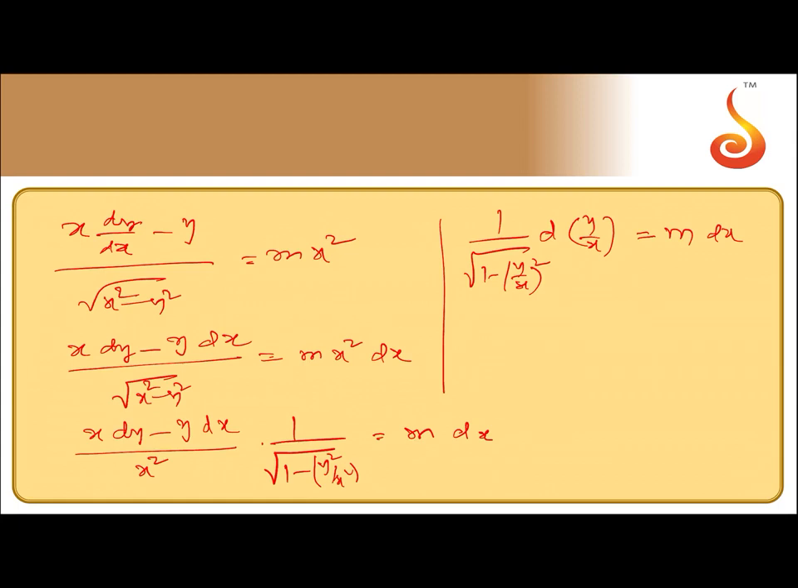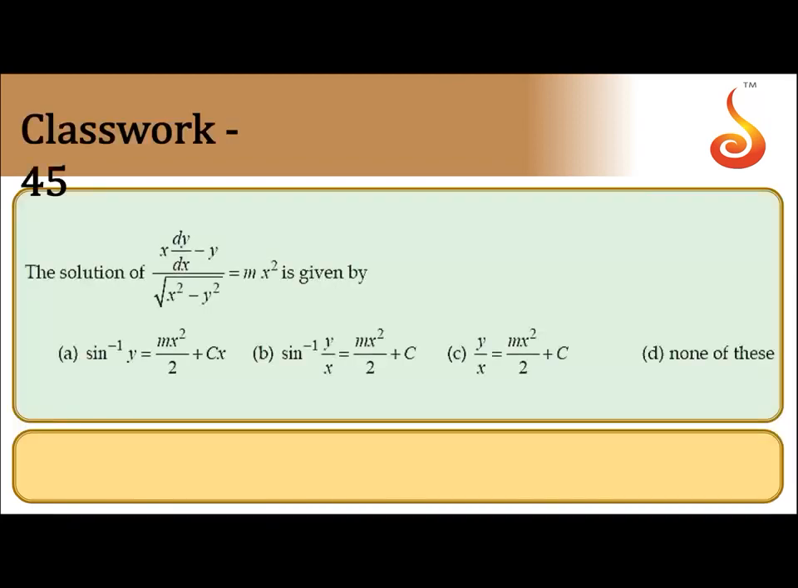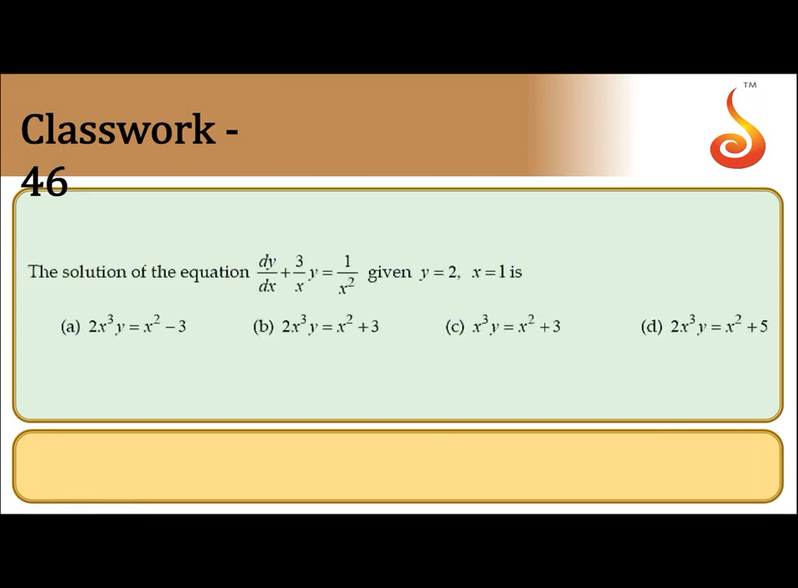Of course, when x square is taken common, the 1x you can take to the right side, x dx will come. Now integrating both sides, integral plus constant, this is sine inverse of y by x, and that is equal to m x square by 2 plus constant. So the answer is B.